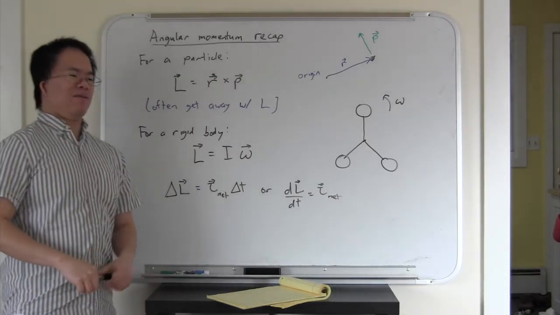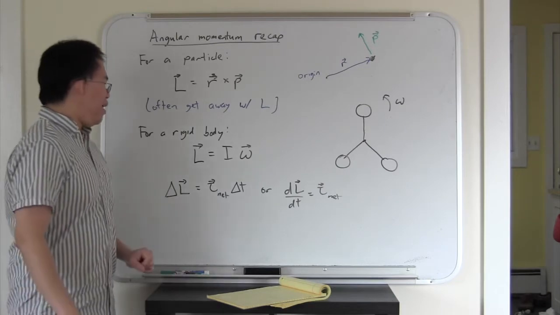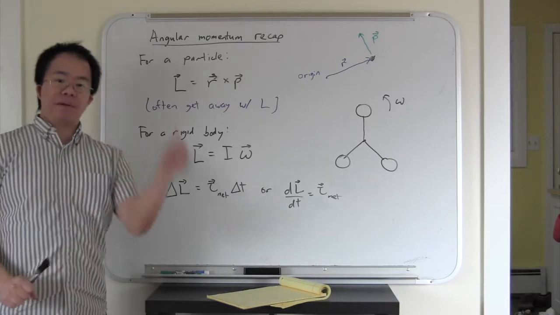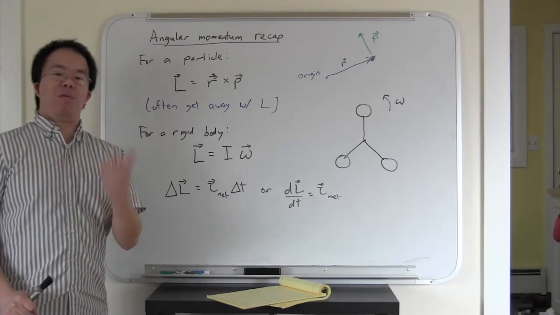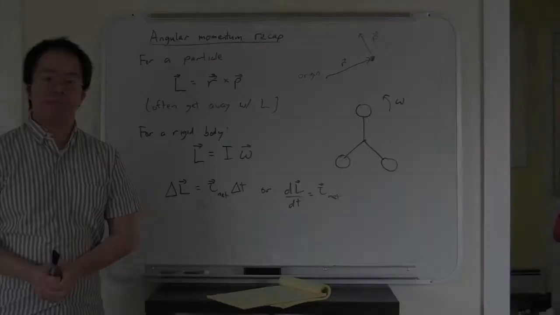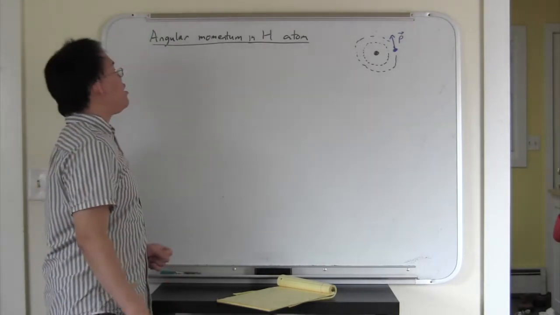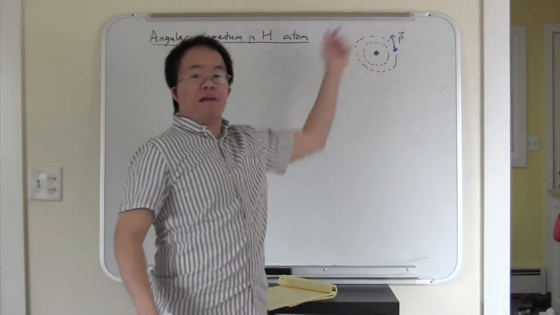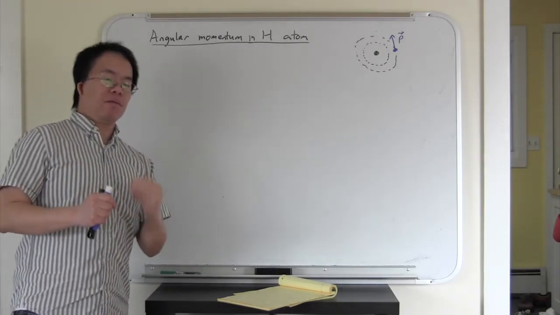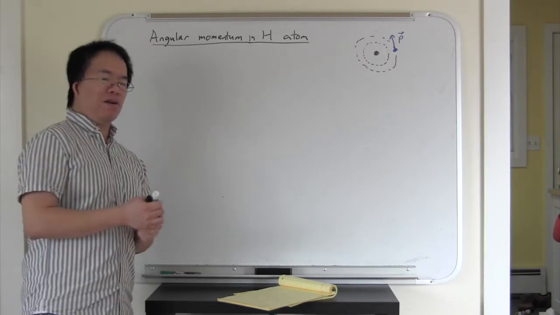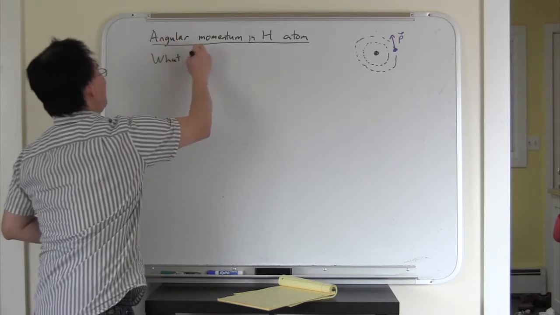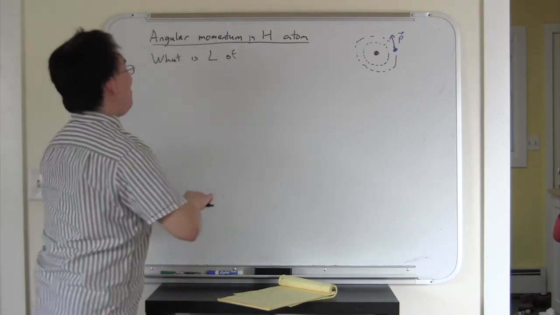So that was a quick refresher on angular momentum. Let's see now what angular momentum looks like for the electron orbiting in a hydrogen atom, and what predictions the Bohr model makes about the electron's angular momentum. So if I have my hydrogen atom with my proton at the center and my orbiting electron, we can ask what is the electron's angular momentum if we choose the origin to be at the proton. What is L of electron?